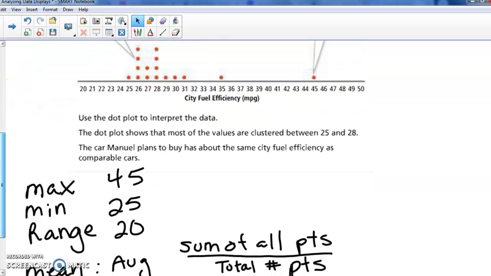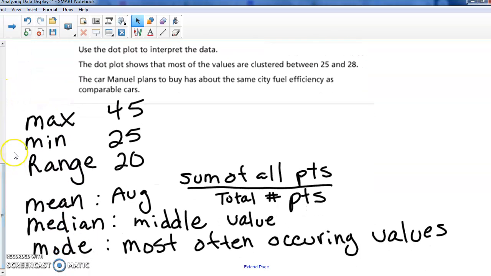So the purpose of this is to talk about what are some things to look at with statistical information. Well, first of all, we could look at what's called the max. The max is the highest amount. So our outlier of 45 would be considered the max of the data. Our minimum is our lowest amount. So for this information, that would be 25. Then the range is the difference between the maximum and the minimum, which is 20. Again, how did I get 20? I got 20 by subtracting 25 from 45.